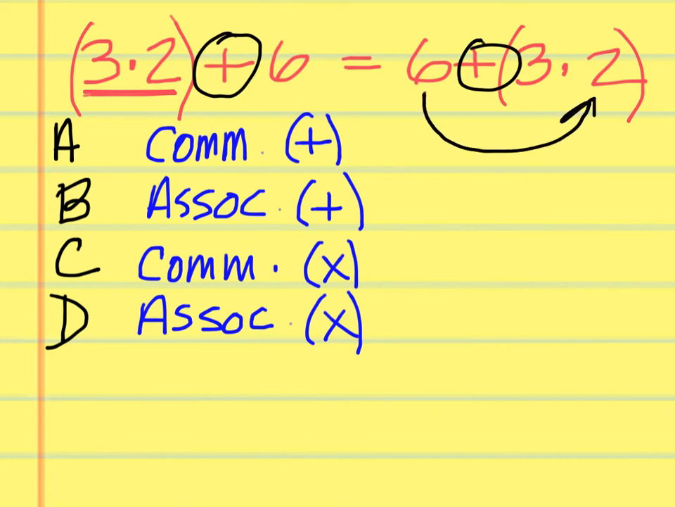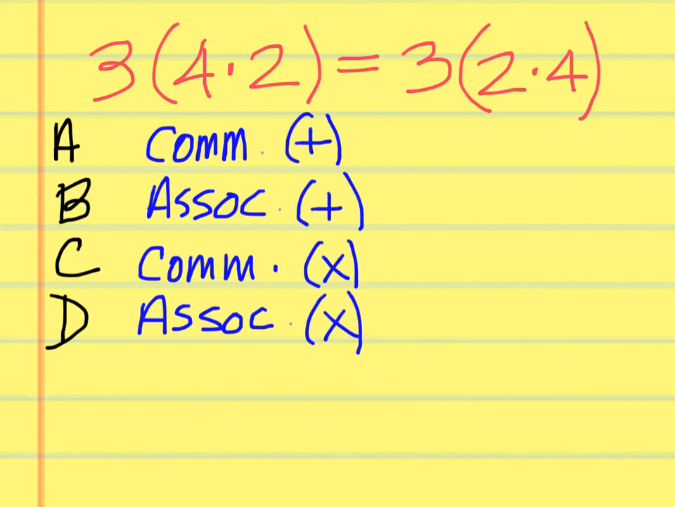These items that you are adding together have changed position. So when you're adding 2 items together, I know there are 3 numbers there, but you can consider them 2 items because you're multiplying 3 and 2 just to get 1 item. When you shuffle around 2 items with addition, that is the commutative property of addition.